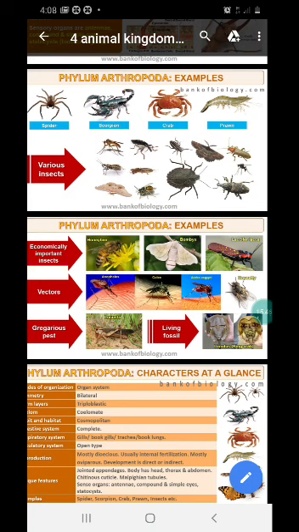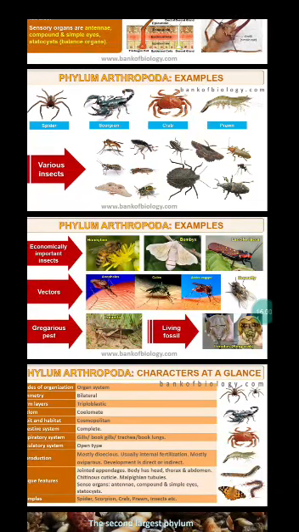And the living fossil, which is the limulus. Why is it called a living fossil, children? It has been found to have existed even 4,500 million years ago, and there is no change. It has not undergone any change for millions of years. That's why it is considered a living fossil. And these are the general characters at a glance.